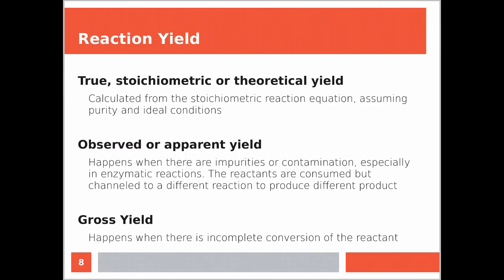So if you have incomplete conversion of the reactant, the completeness of the conversion, by the way, cannot be seen using observed and apparent yield. Observed and apparent and even the true and stoichiometric yield, you can only see that when you look at the gross yield, because you are looking at the total amount of reactants you input in the system, and then the amount of the products you form after the reaction, of course, or after your operation.